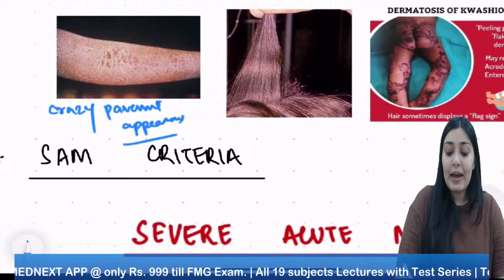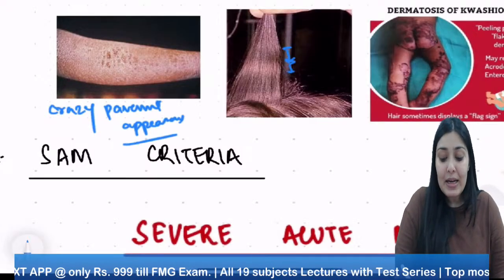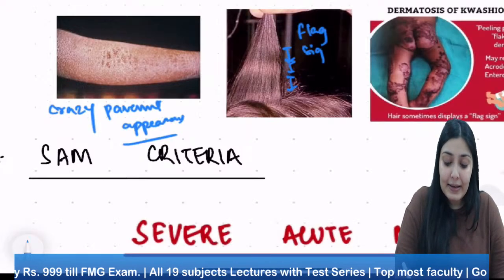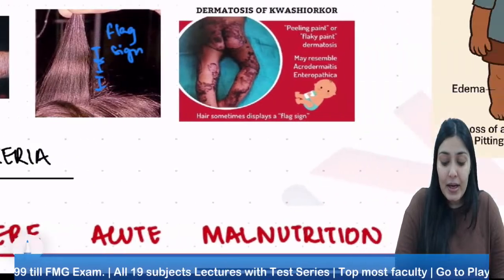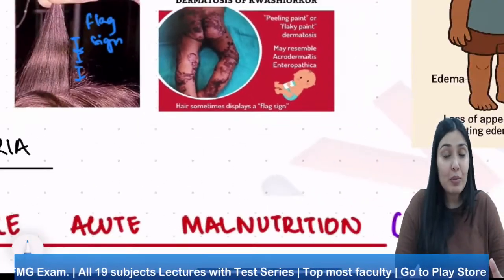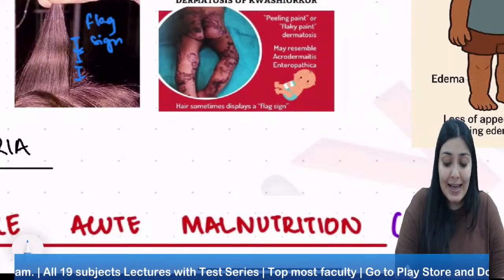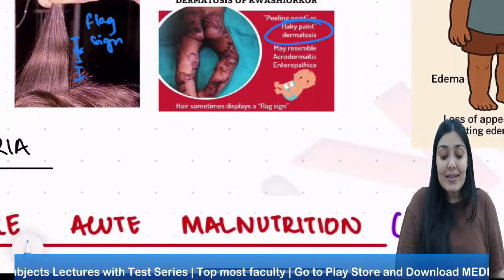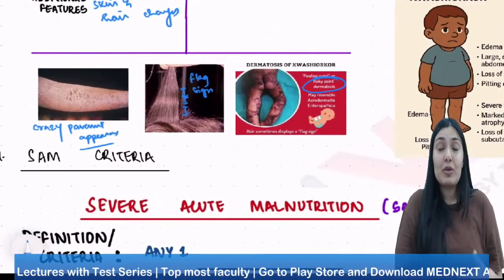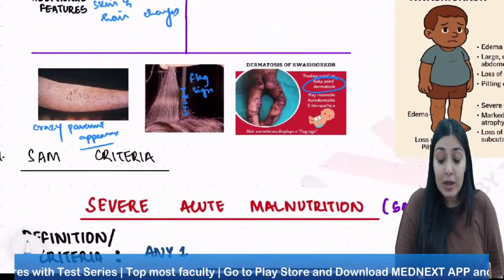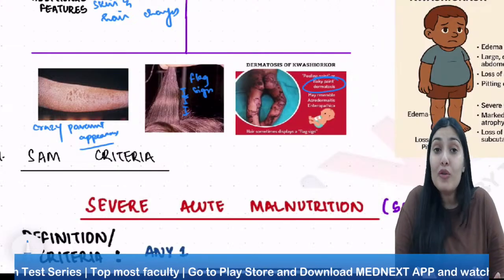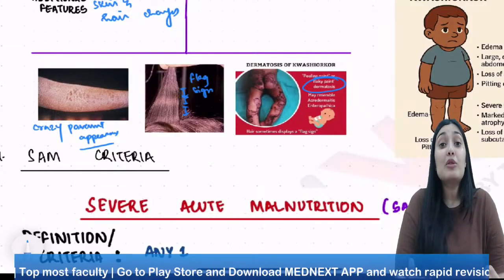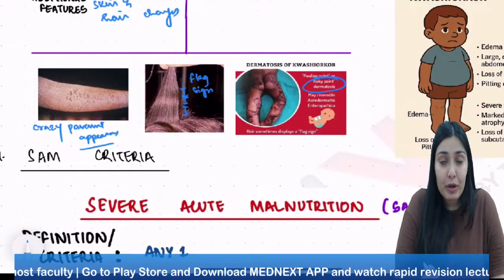Look at the hair here. Hyperpigmented. This is known as flag sign. And lastly, can you see here peeling of the skin? Again, hyperpigmented, with peeling of the skin. This is known as flaky paint dermatosis. So these skin and hair changes, crazy pavement appearance, flag sign, flaky paint dermatosis, can be seen in both kwashiorkor and marasmus, but more commonly seen in kwashiorkor babies, right?